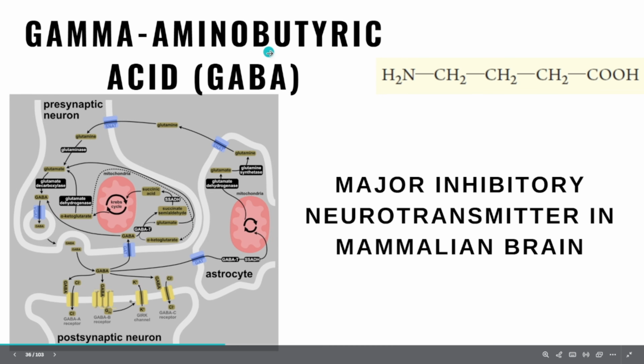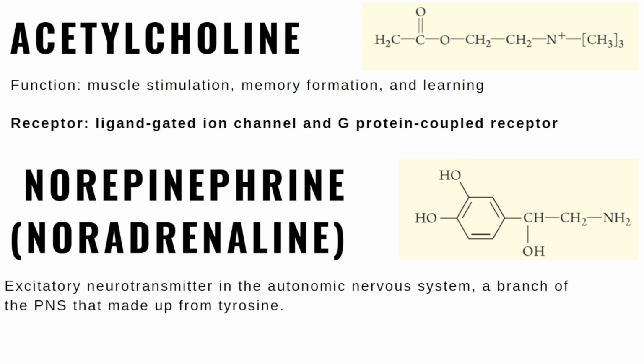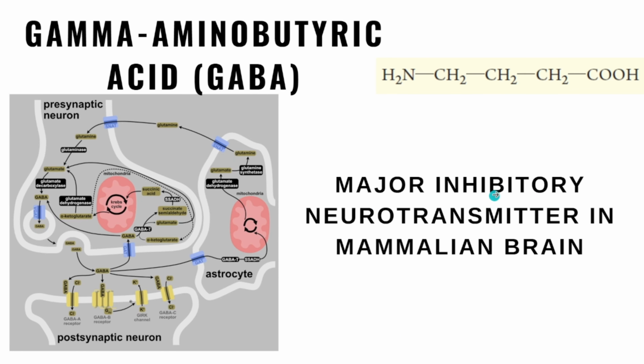You just want to know that it is one type of example for IPSP. The previous ones are all EPSP. Dopamine, acetylcholine, noradrenaline, all are EPSP. Only GABA is the IPSP, the famous neurotransmitter for IPSP. Okay.